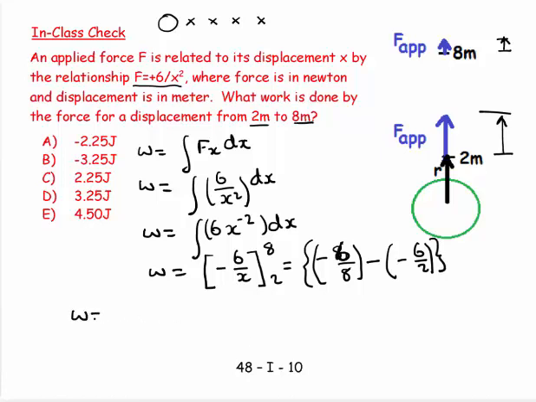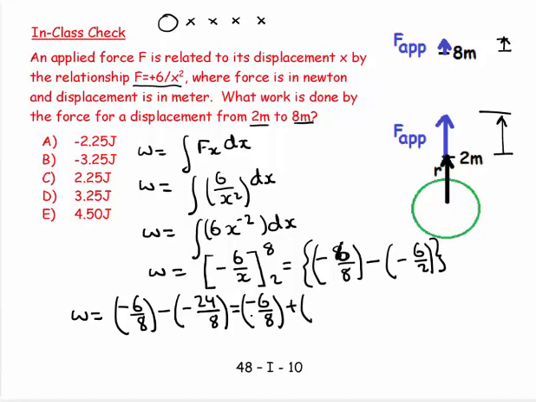So my work is equal to, well, it's going to be minus 6 over 8 minus 24 over 8, which equals minus 6 over 8 plus, minus and minus make plus, 24 over 8, which equals 18 over 8, which equals 2.25 joules, positive 2.25 joules.